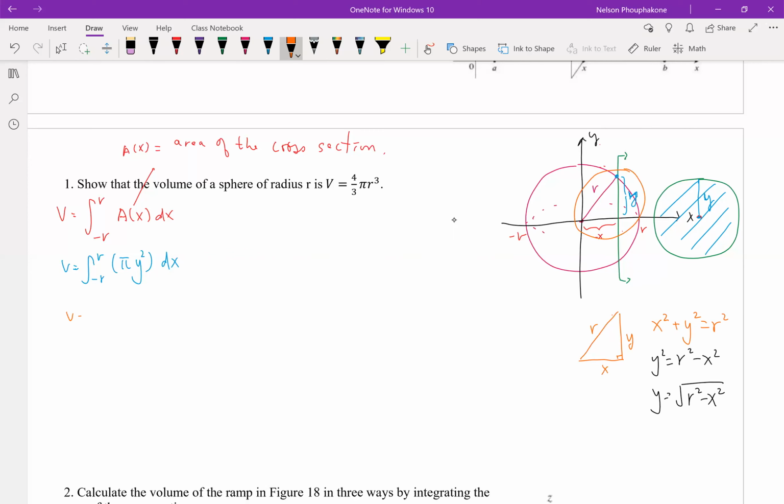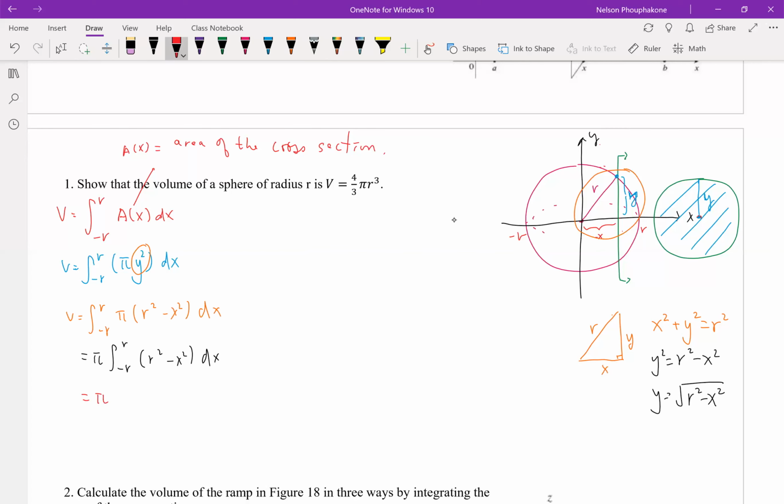If we know this, then now what we could do is change the y squared into pi times r squared minus x squared dx. Again, remember y squared is equal to r squared minus x squared. And of course we know that pi is just a constant. Now we could actually integrate this.